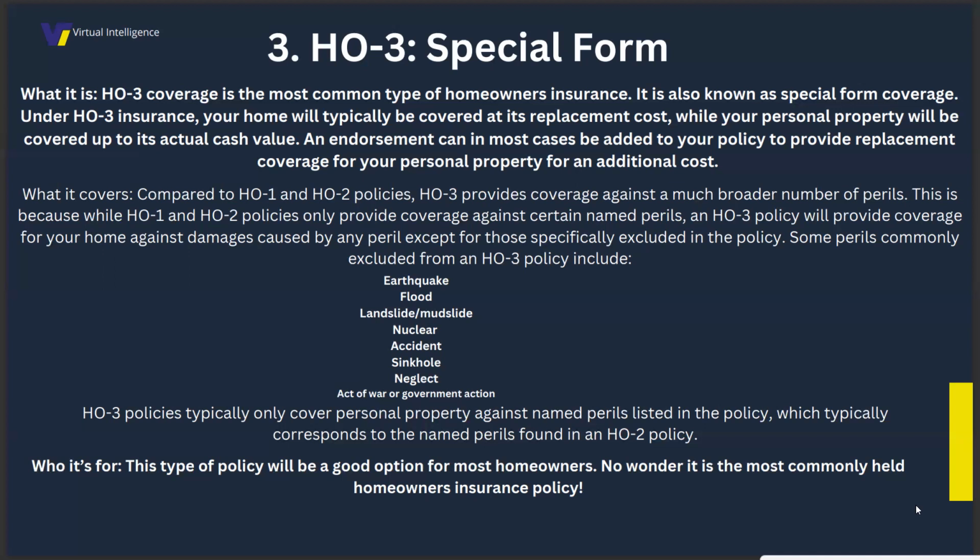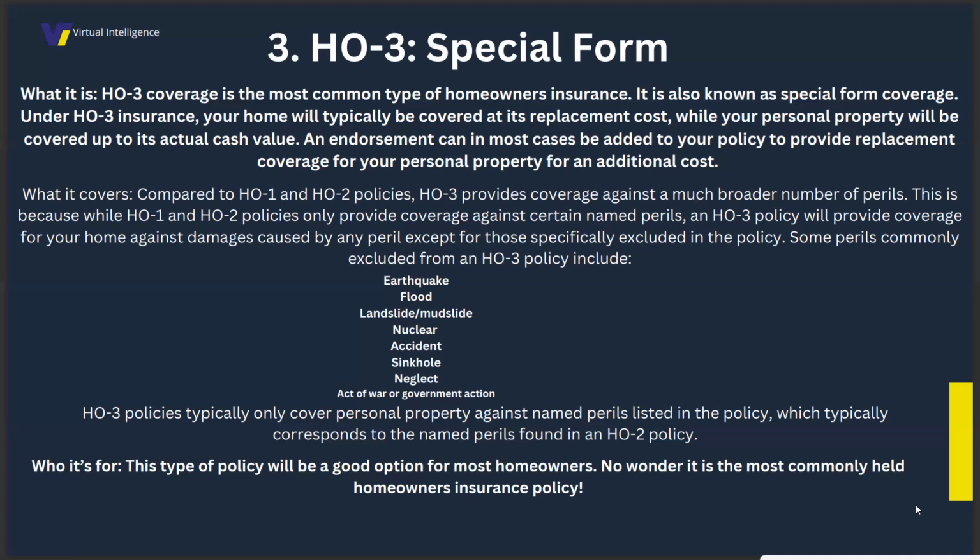Some perils commonly excluded from an HO3 policy include earthquake, flood, landslide or mudslide, nuclear accident, sinkhole, neglect, and act of war or government action.